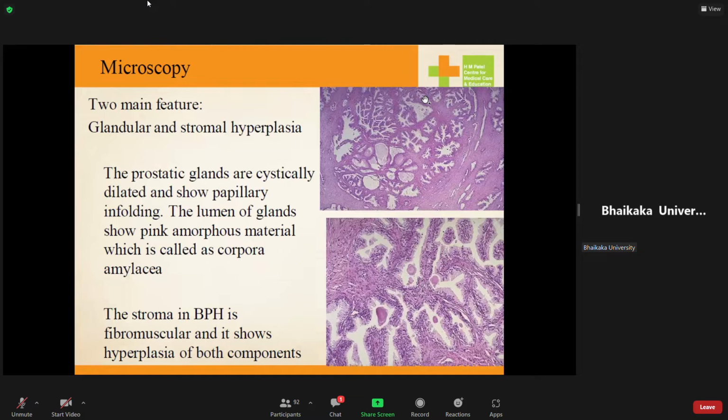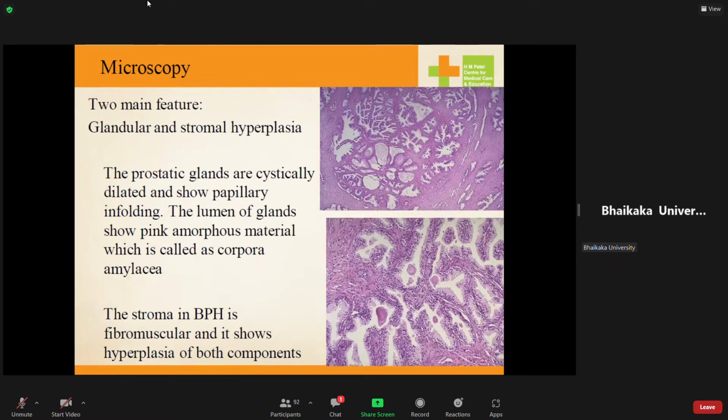And in the lumen of the gland, there is an amorphous or hyaline material, and we call it the corpora amylacea. And the stroma shows fibromuscular hyperplasia, and sometimes there is a combination of both glandular and stromal hyperplasia. So this is all about the hyaline changes.